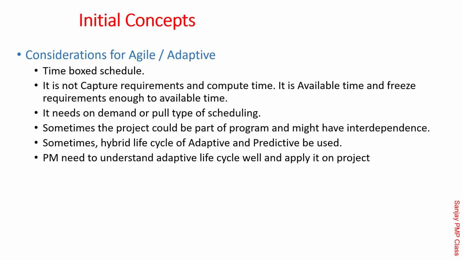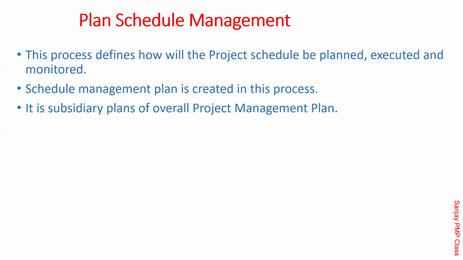Sometimes a hybrid life cycle is used. I told you, adaptive and predictive combined. And I gave you an example: hardware, network, civil construction. These types of things are much better done using the predictive life cycle. And there are so many things, like software development, rollouts, and all that, which are better done in adaptive. So a combination of both is very common. And in case of agile, the project manager needs to understand the whole life cycle, and you need to apply it onto the project. You should give appropriate training to the staff and all that. Those are the things there.